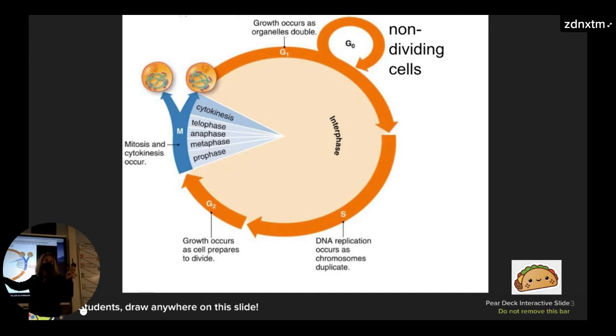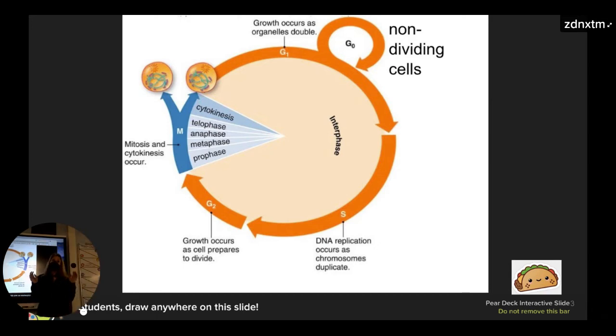During this stage right here, the S stage of interphase, this one is going to replicate, this one is replicating, this one is replicating, and this one is replicating. These are sister chromatids held together by a centromere. This is the homologous pair right here. That's a homologous pair. And this is a homologous pair.